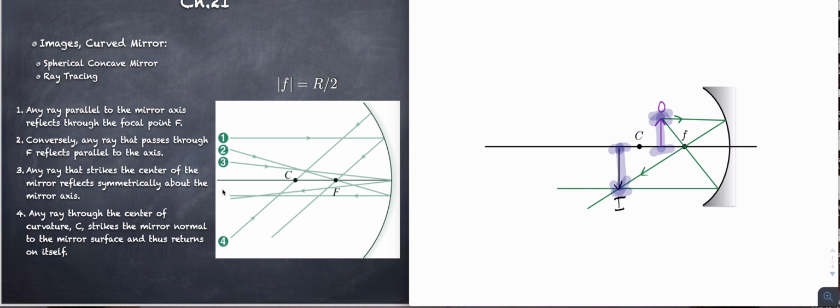Why is it a real image? Because if you follow the light, it is actually passing through the image. And we could place a screen right here and actually get a depiction of the image that you could see with your eyes or whatnot. So those are some important concepts.